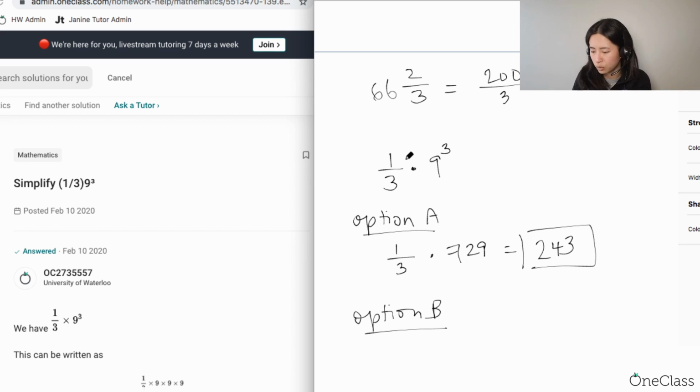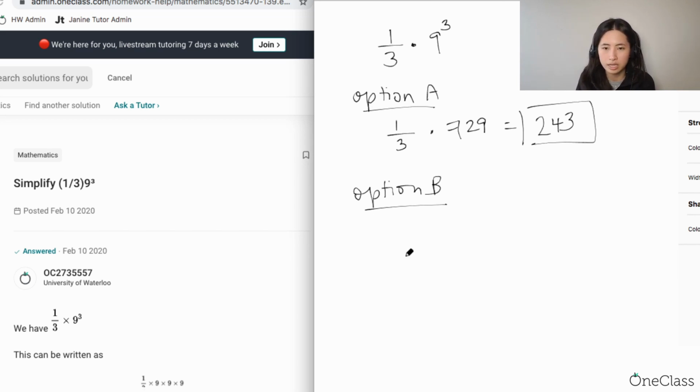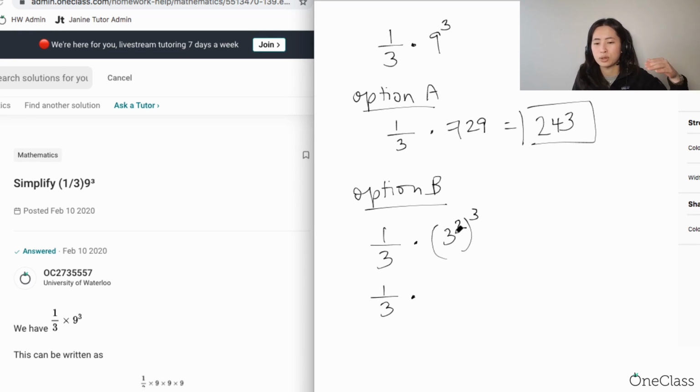express 9 cubed, right? So 9 cubed is going to be expressed this way. So you have 3, and this is going to be squared, right? And why is it 3 squared? Because it's 9, right? And then on top of that, you have this 3 as a power, right? So what you do is you take 1 over 3, and then based on exponent laws, you're supposed to multiply 2 times 3, right? So you're going to have 3 raised to the power of 6, right?